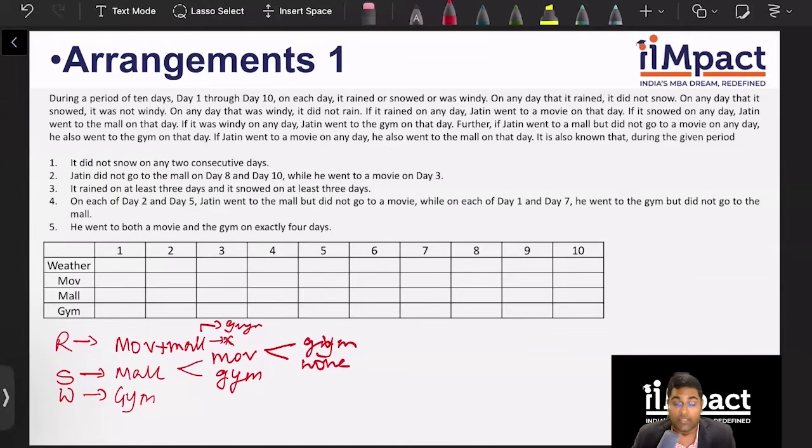Rest, nothing is mandatory. Okay, that's it. So, what does clue number one tell me? It did not snow on any two consecutive days. Okay, sort of an indirect clue. Will come to this later.